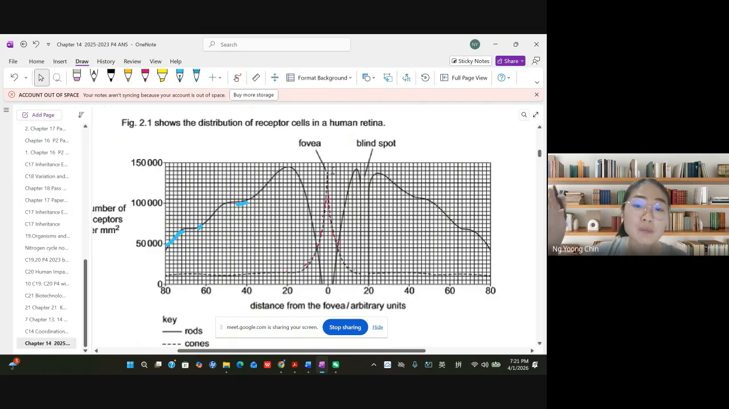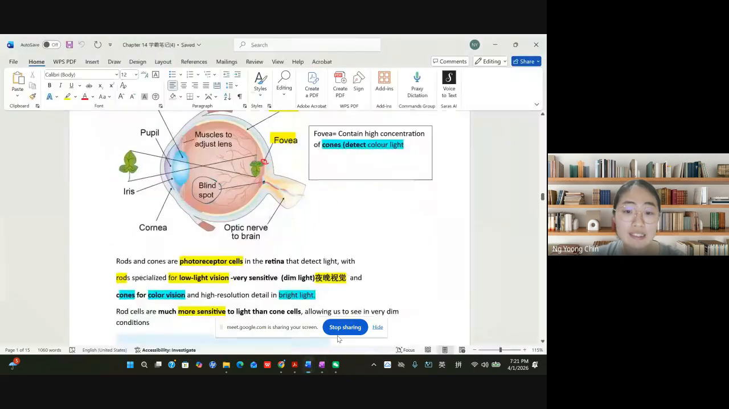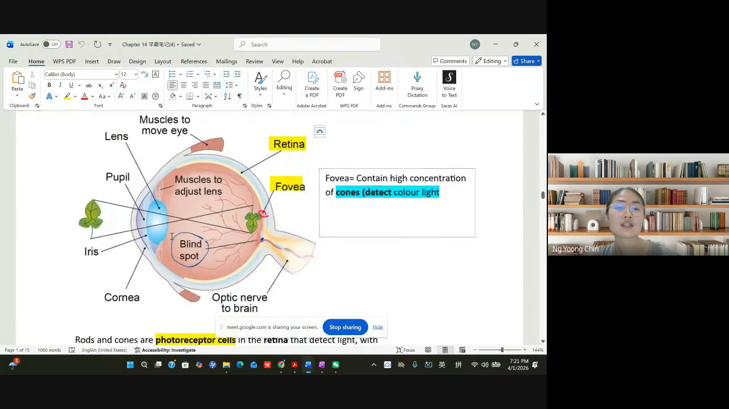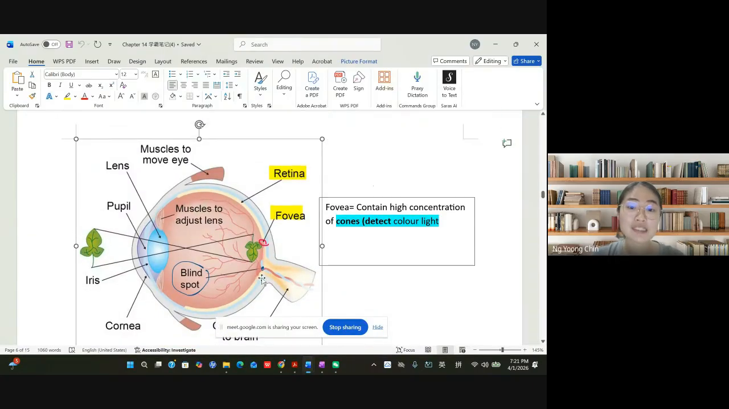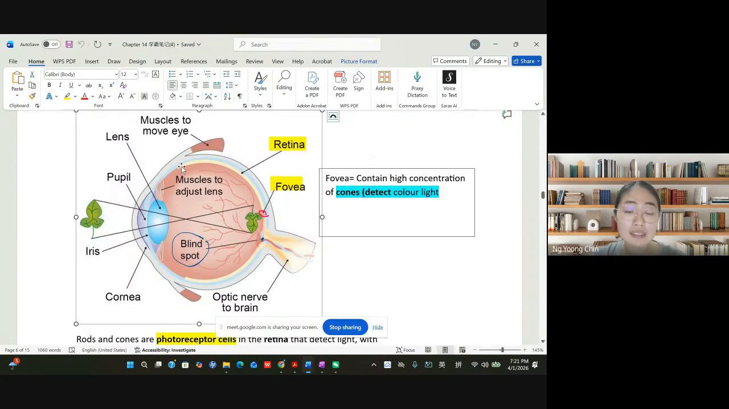Do you still remember where is the location of fovea? Fovea is a place on the retina. Yeah, see. Okay, you can refer to the 学霸笔记. So this internal part is the retina. And then here will be the fovea. Okay, this fovea is just very close to the blind spot. So what is the fovea? Okay, fovea is a layer on the retina. They consist of a very high concentration of the cones.